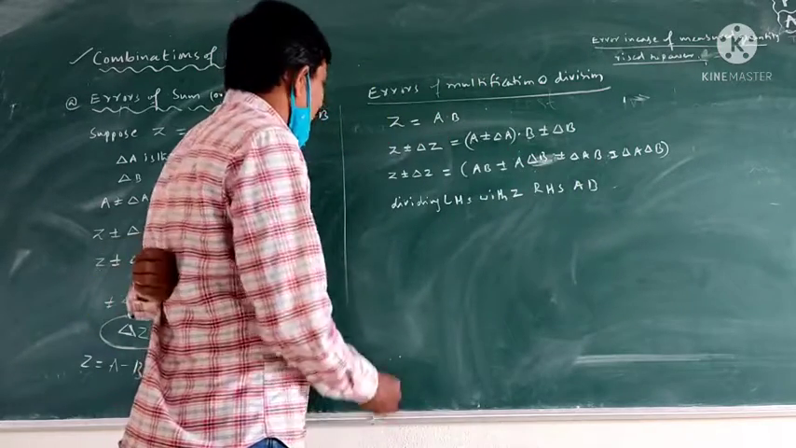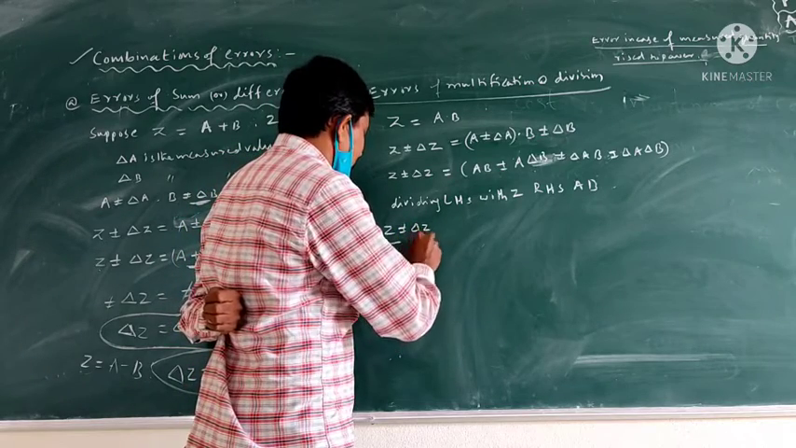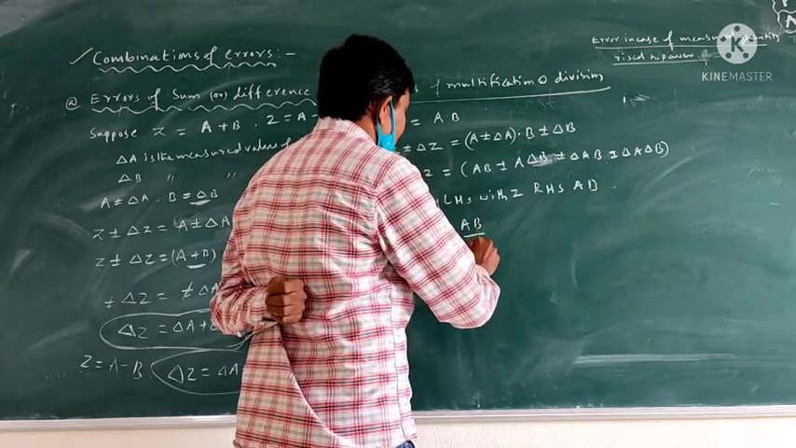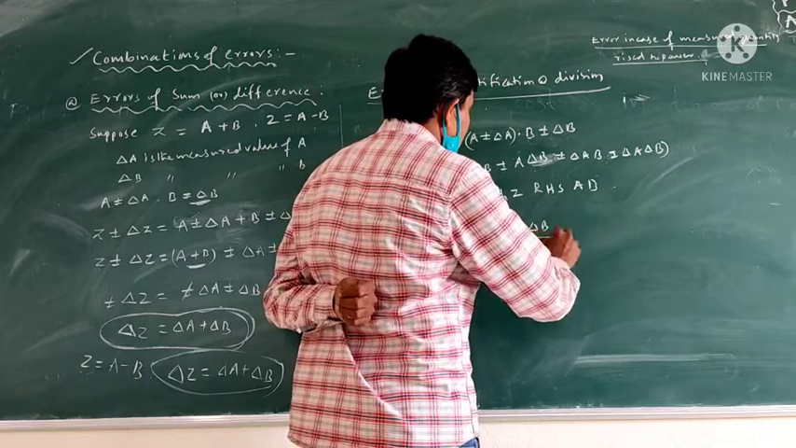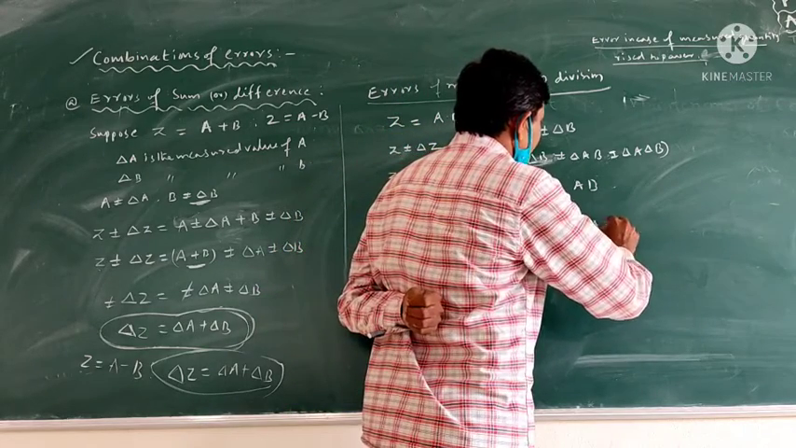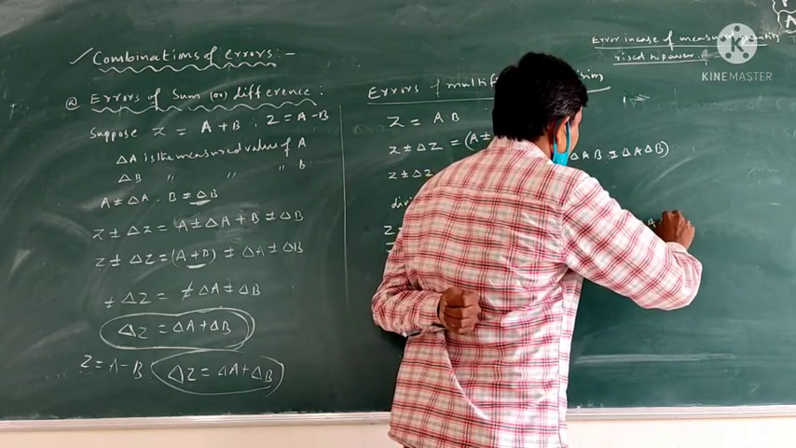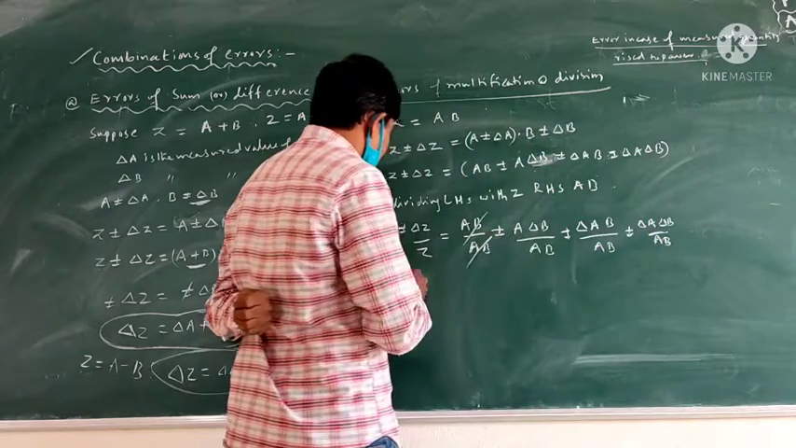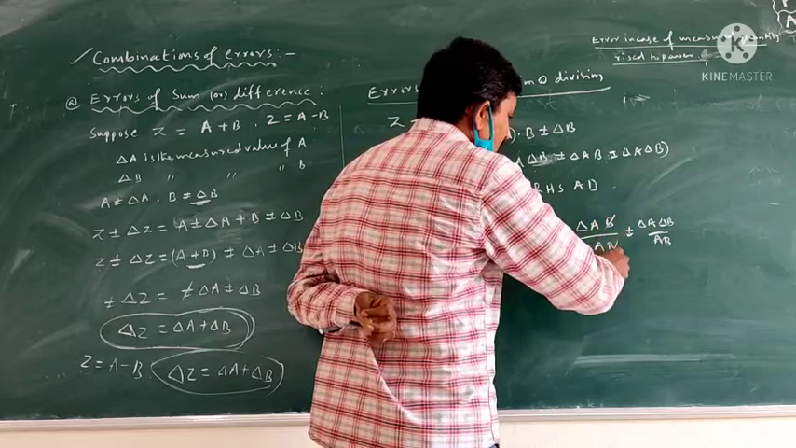RHS dividing with AB. So z plus or minus delta z by z, dividing with z on the LHS, and the RHS are dividing with AB. So plus or minus a into delta b by AB, plus or minus delta a b by AB, and plus or minus delta a into delta b by AB. So AB gets cancelled, z cancelled, a cancelled, here also b cancelled.